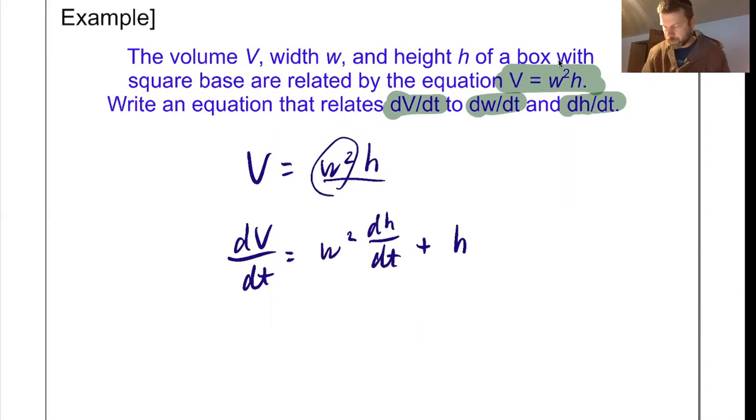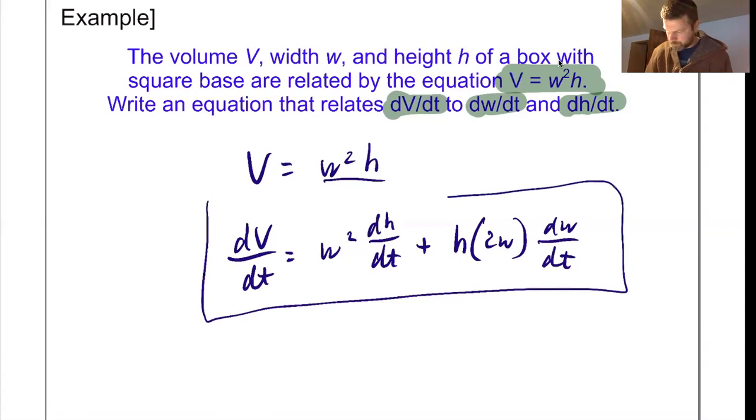I like putting my 2 in front, but for showing my work, I'll go ahead and write it like this. 2W times dW/dt. And I'll go ahead and leave my answer like that. That's fine. Normally, I'd prefer to write the 2 out front, but that's fine. There's dV/dt. There's an equation that relates dV/dt to dW/dt and dH/dt. Done.